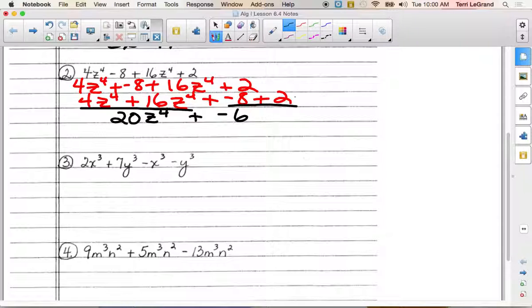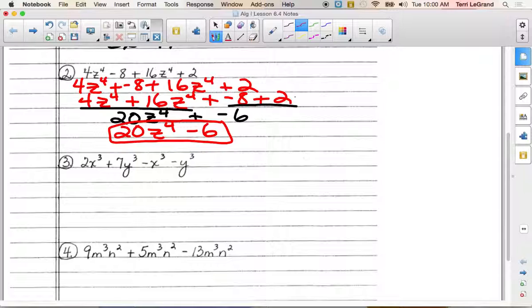Do you suppose that's how we would see that in an answer bank? How would we see it in an answer bank? 20z to the 4th power minus 6. Yeah, we clean it up to be 20 z to the 4th, take away 6. There would be our final answer. How it should show up in an answer bank. Okay. So, any questions about that one at all?